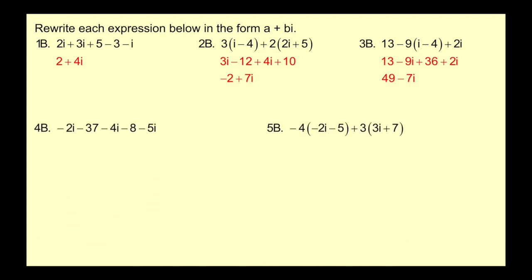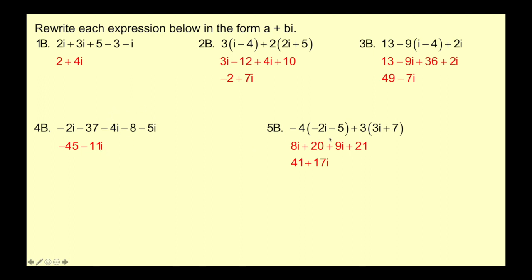Try 4 and 5. And here are those answers. So in 4b, we are combining negative 37 and negative 8 to give us negative 45. Negative 2i, negative 4i, and negative 5i combine to give us negative 11i.